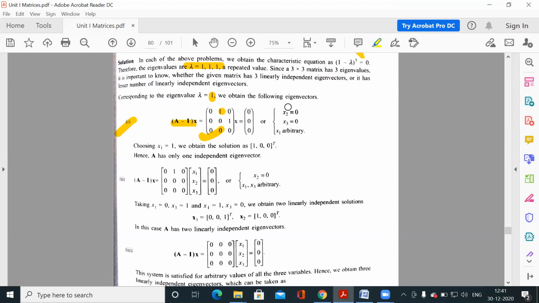If you solve this, for the equation 0 x1 plus x2 plus 0 x3 is 0, this means x2 is equal to 0. And similarly for the next equation, 0 x1 plus 0 x2 plus x3 is 0, so x3 must be 0. So x2 is 0, x3 is 0. Only x1 is independent. Because variables are 3 and rank is 2, 3 minus 2 means one variable is independent, and that is x1, not x2, not x3.